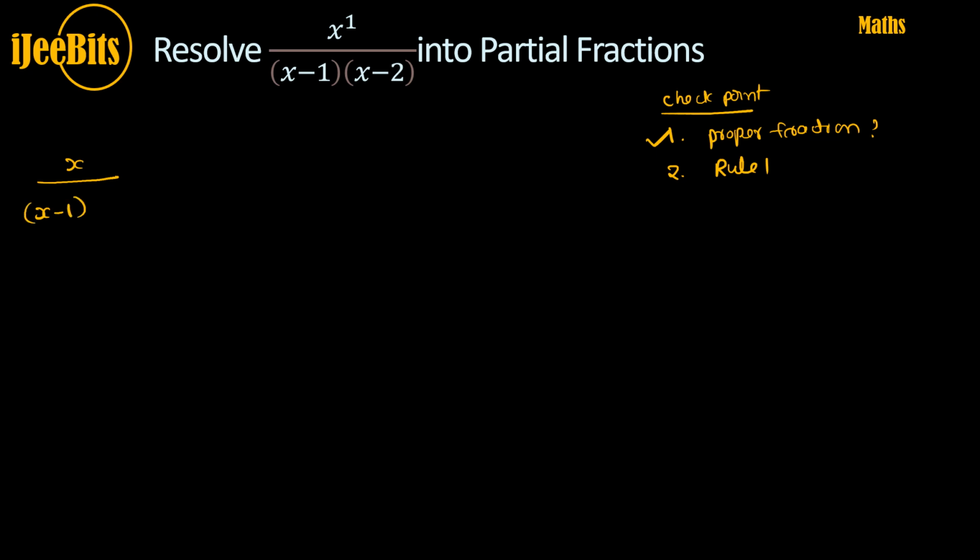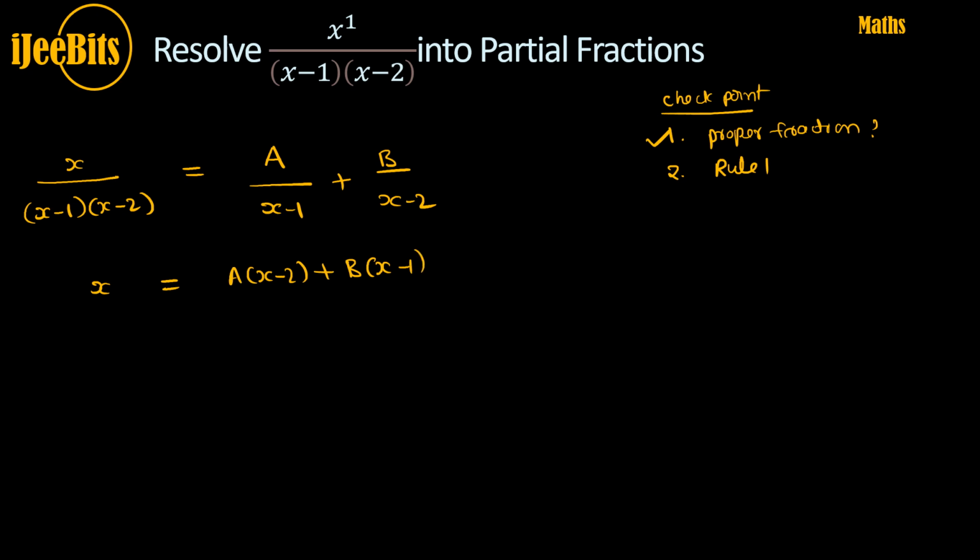x minus 1 factors x minus 2 can be written as, what is rule number 1? A by x minus 1 plus b by x minus 2, right? And then you got this point. Now what you have to do, you can take the LCM of x minus 1 and x minus 2, right? This is an LCM, and then all you have to do is cross multiply, right? A into x minus 2 plus b into x minus 1, and then by using elimination or substitution method you can determine constants a and b, right?